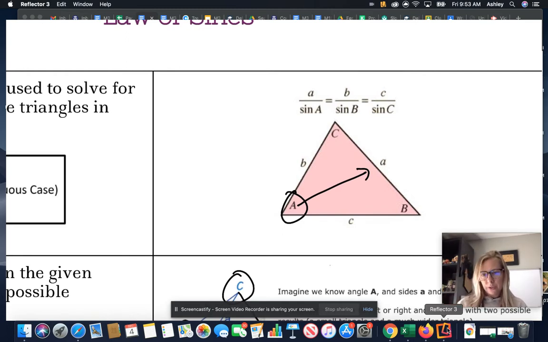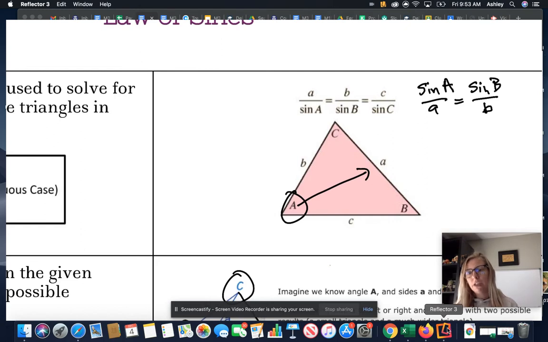Also, these are ratios. Remember that ratios can be written in any order as long as you keep your proportions consistent. What I mean by that is often you will see it written as sine A over a is equal to sine B over b. And that's actually how I typically do it. It really doesn't matter because we're going to cross multiply to solve. So as long as you're consistent, either way you prefer is fine with me.